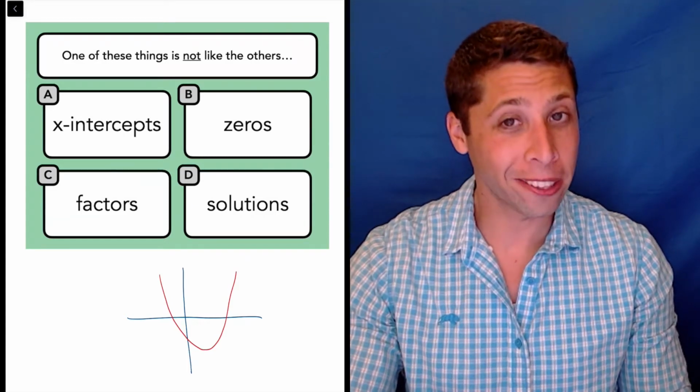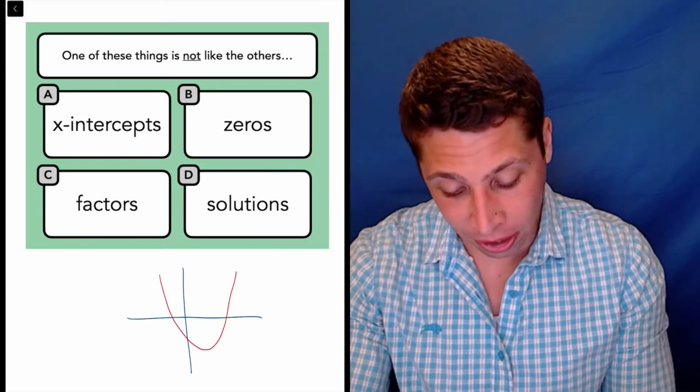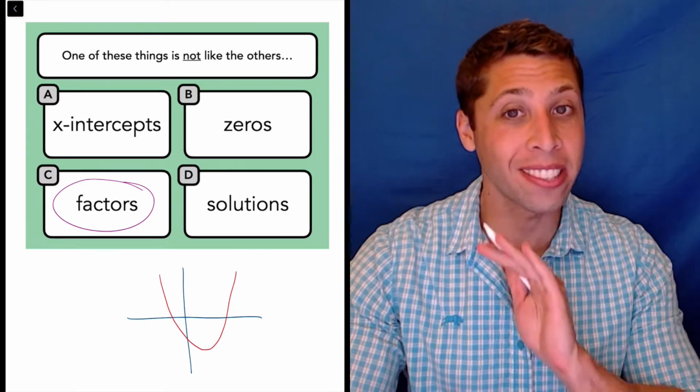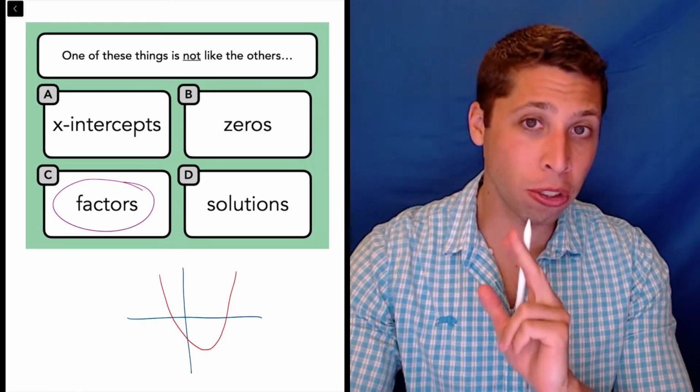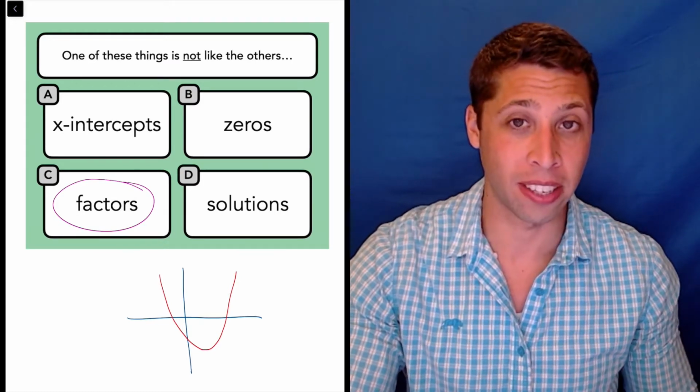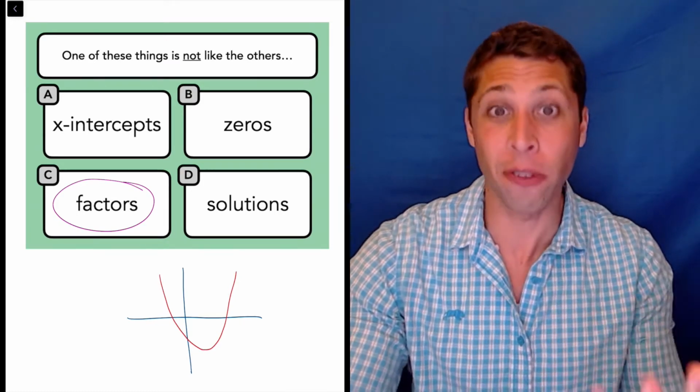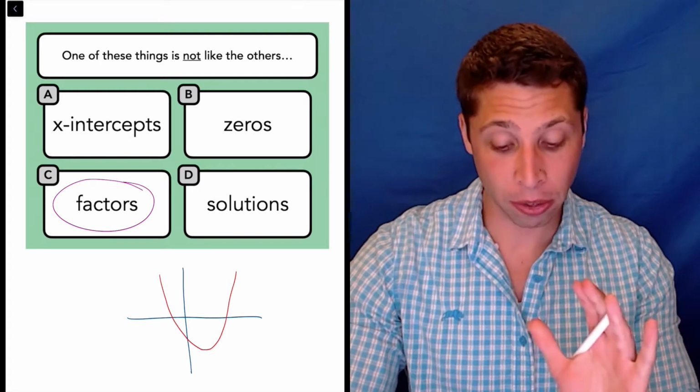A lot of people get this question wrong. I'm going to go right to the answer here. The answer is factors. That's a word that is slightly different than the others. It is not completely different, but for most parabola quadratics questions in the SAT, it's different enough that you need to know the difference. So let's talk about the other three first.